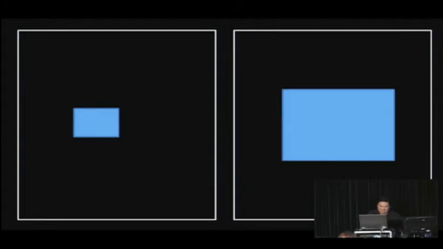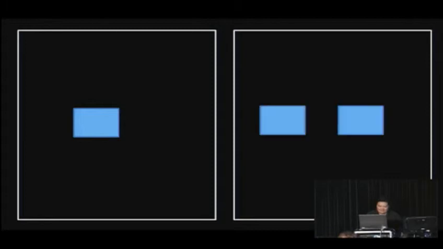So here's one. And we can thank our friends in Cupertino for popularizing this one. Here's another. Again, it's a pretty straightforward thing. Let's try this one. Okay. Now let's try this one. It's a little more complex.